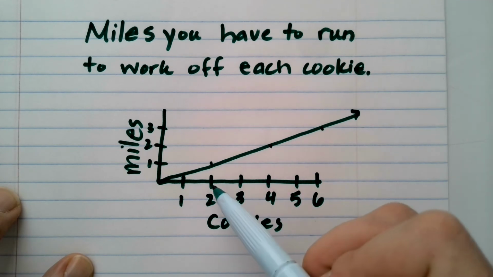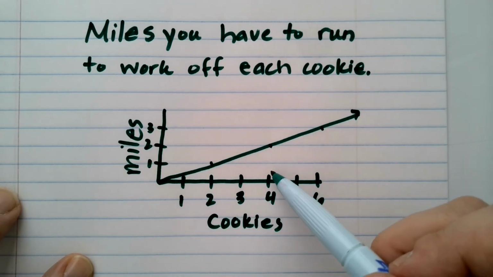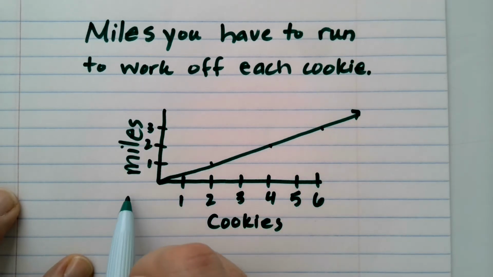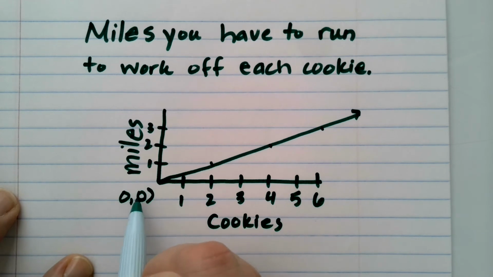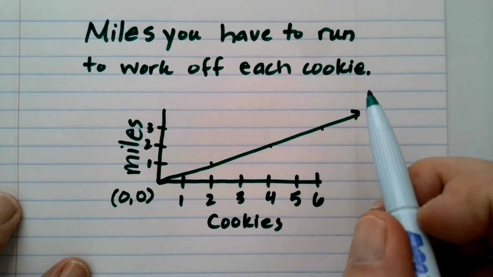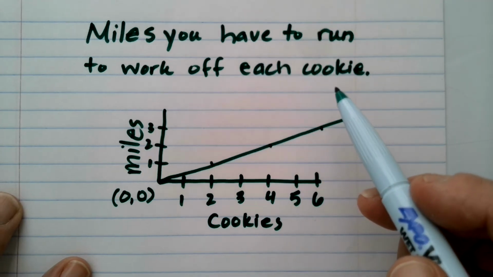Okay, so if you eat 2 cookies, you would have to run 1 mile to work it off. If you eat 4 cookies, you would have to run 2 miles to work it off. Now you'll notice this is going to pass through point 0, 0. And if it has a constant slope, we would say there is a direct variation between the number of miles you have to run and the amount of cookies you eat, right?